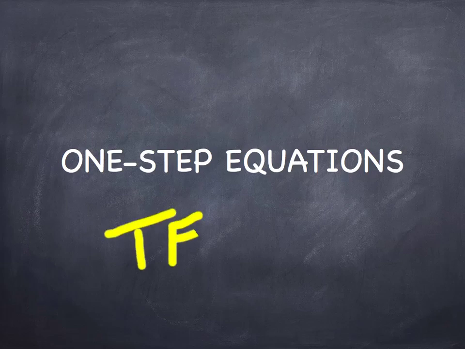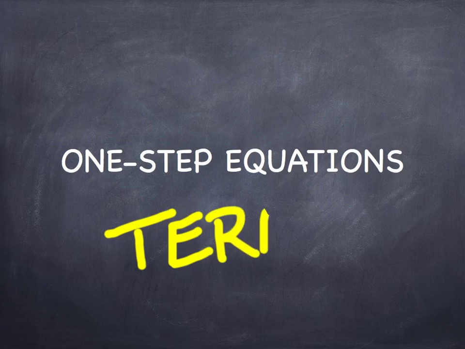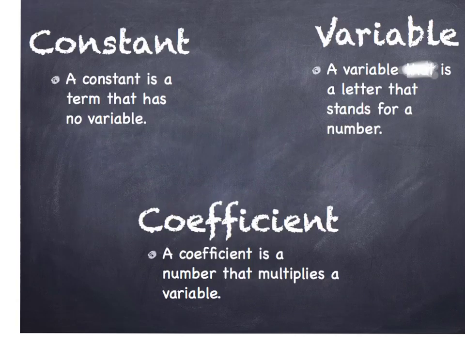And then it has a longer range. And it uses Constant. A constant is a term that has no variable. Variable. A variable is a letter that stands for a number. Coefficient. A coefficient is a number that multiplies a variable.